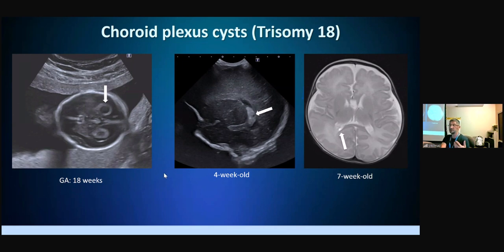But after the baby is born, the choroid plexus cysts have no clinical significance. You don't even need to report them. They're just tiny cysts. They just disappear. They don't have any clinical significance.